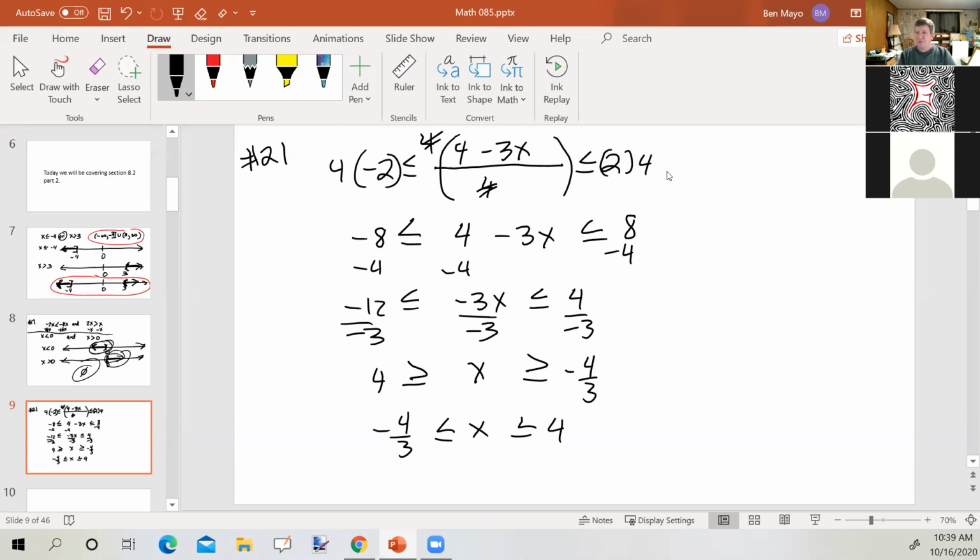So that's basically the same thing. We talked about that yesterday. Okay. Now, to write that in interval notation, it's going to include -4/3 because of the equal to, and it's going to include 4 because of the equal to. So brackets, -4/3, comma 4 inside. Questions on that?